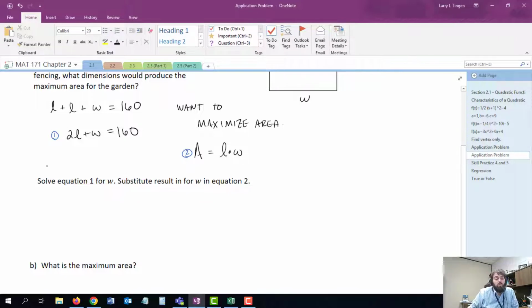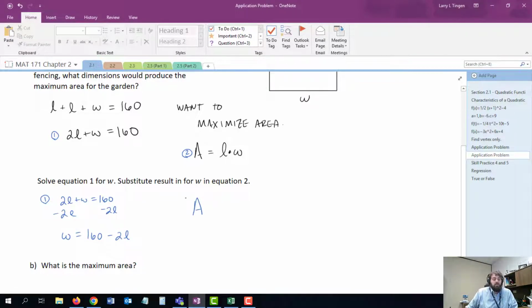All right, so equation 1 is 2L plus W equals 160. I want W by itself, so I'm going to subtract 2L from both sides. So W is equal to 160 minus 2L. Now, I want to maximize area, right? So I'm trying to max this. Well, what is the area if I substitute in 160 minus 2L for W, times L?